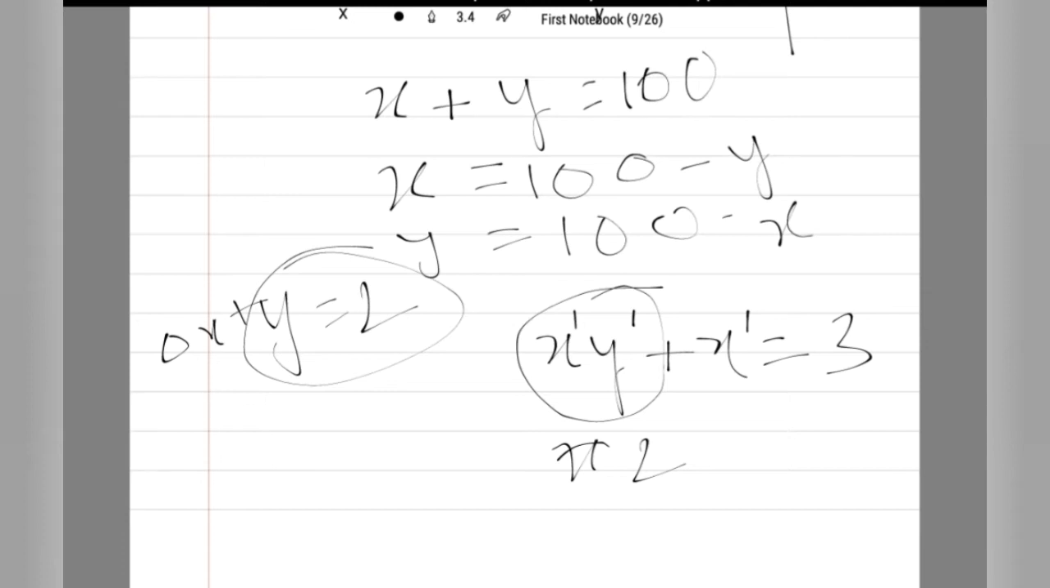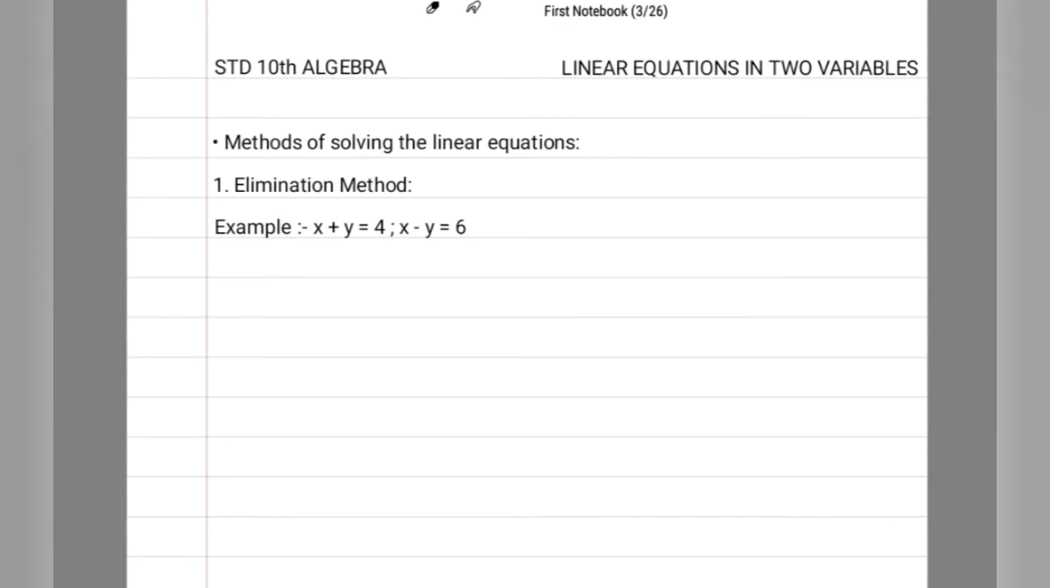So forming linear equations is used in applications where you have to form a linear equation using the statement given. So this is the part I have covered in the basics. So let's see how to solve these linear equations by using the various methods. So let's see the methods of solving linear equations one by one.